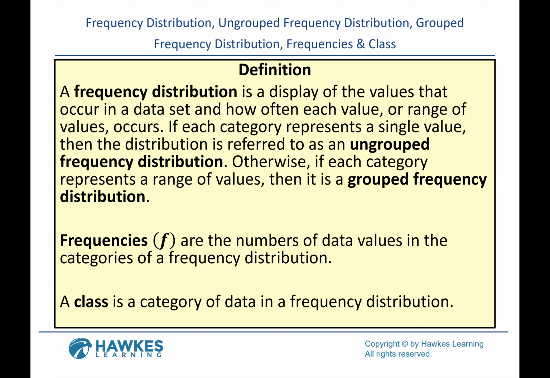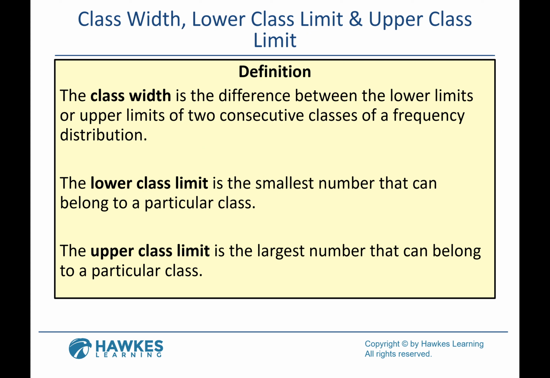Three more terms, and we'll be almost done with vocabulary after these three. So if we have one of those ranges of values, let me go back to the age of students in the classroom and get a more concrete example. Our data set is going to be the age of every person in here. And if we're making a frequency distribution, maybe we're going to have a range of people between 18 and 20 and count how many of those we have in here. That would be a class.